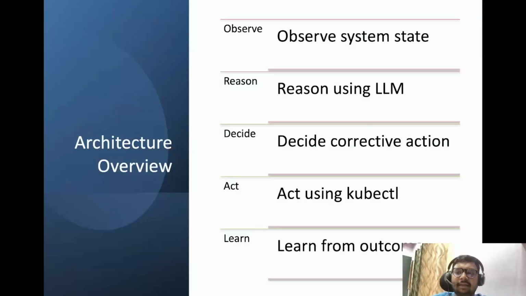Here is the high level architecture. An alert triggers the agent. The agent collects pod status and logs. This information is sent to an LLM, which acts as the reasoning brain. The LLM decides the corrective action. The agent executes the action using a Kubernetes tool, and finally it verifies the fix and notifies the engineer.